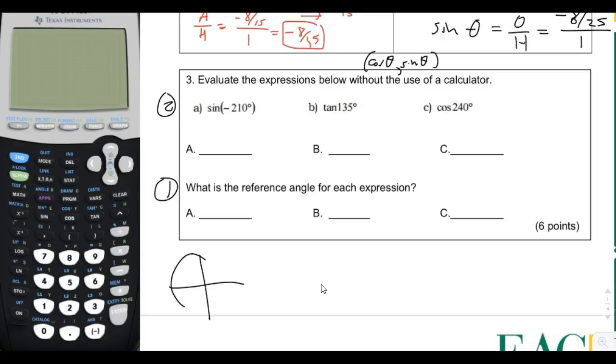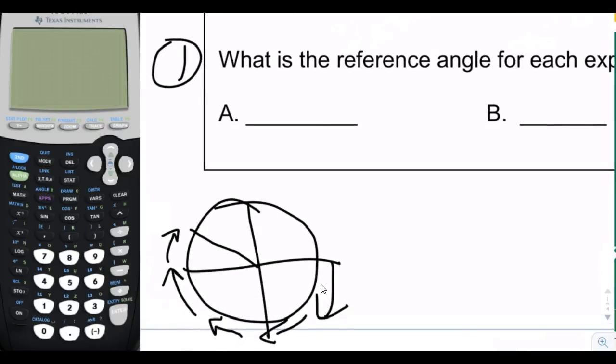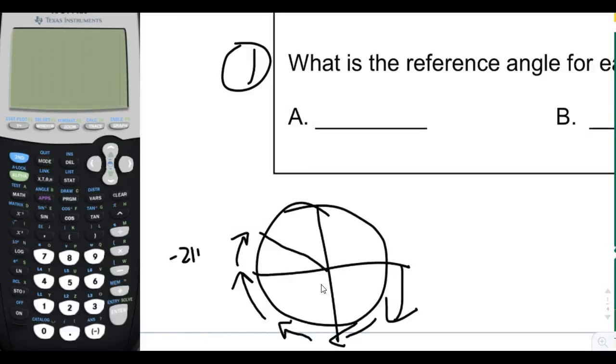So we draw a unit circle, and then we're going to find negative 210 degrees. Since it's negative, you start moving in this direction, right? If we go halfway around the circle, we've hit negative 180 degrees. Negative 210 degrees is about 30 degrees further than that, which is about to there. We've just found negative 210 degrees.